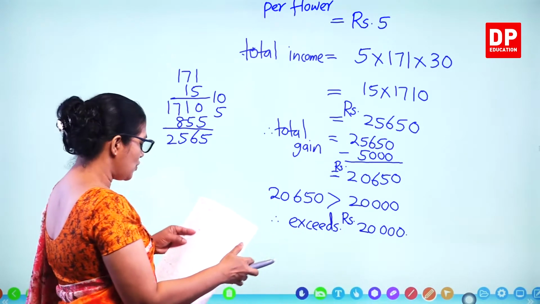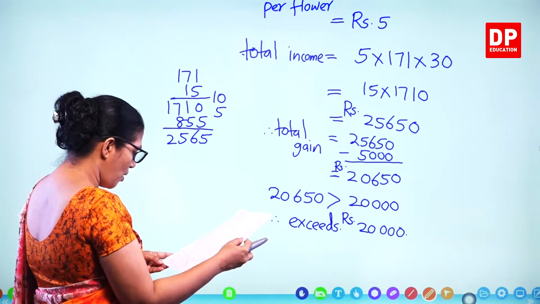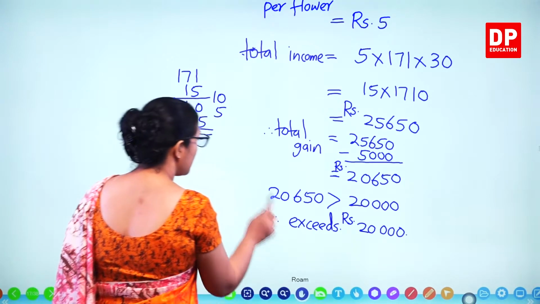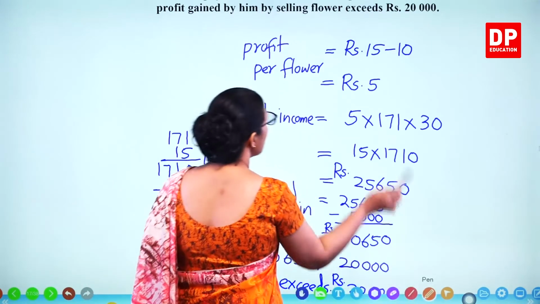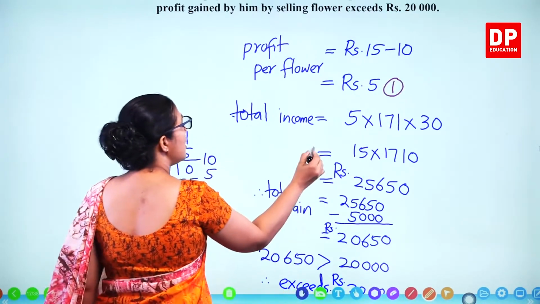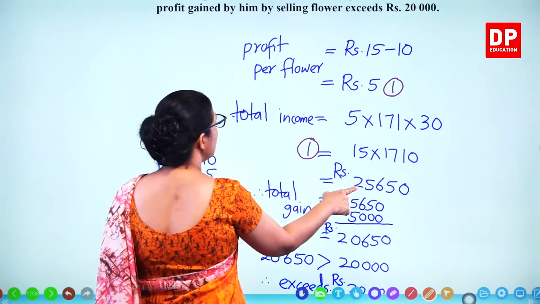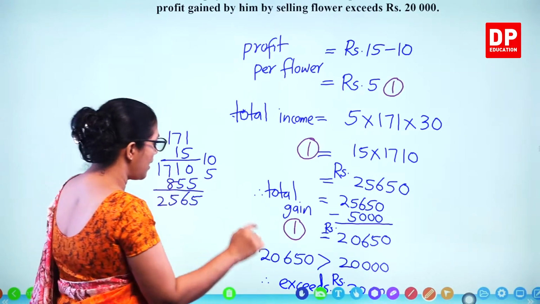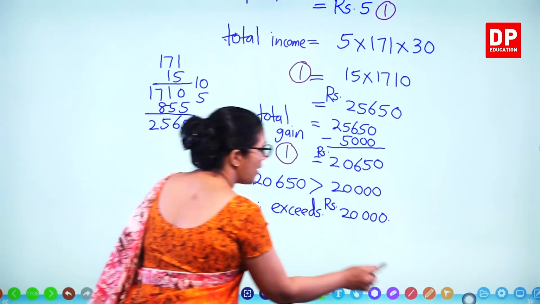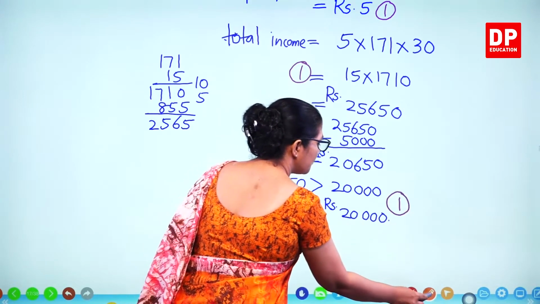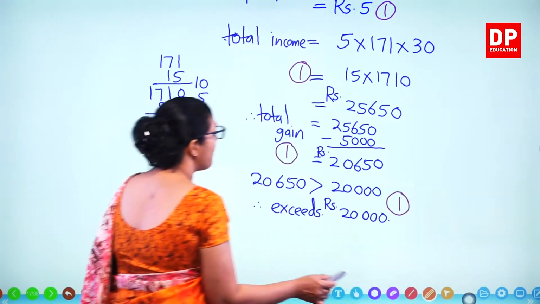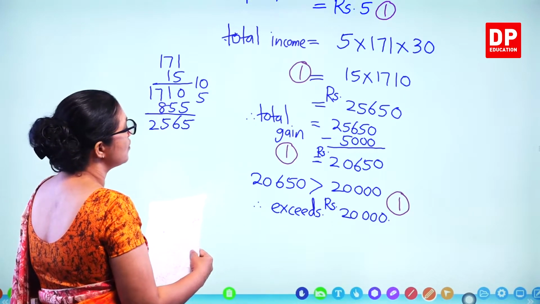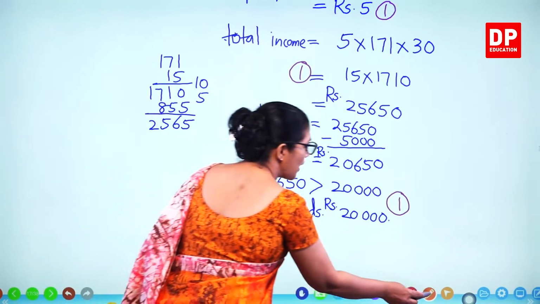So how many marks for this one? You are getting 4 marks. So let's see. We'll give 1 mark for this and 1 mark for calculating the total income and subtract 5,000, 1 mark, and the final comparison 1 mark. So 4 marks there. So we gave before 5 and 1. So 10 marks altogether.